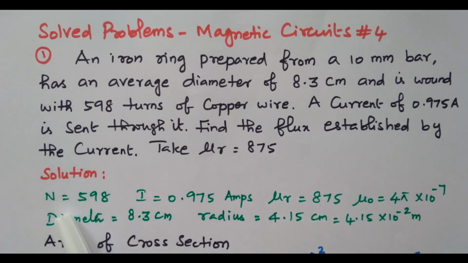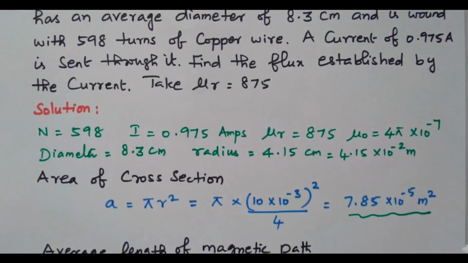The data given is: number of turns 598, current 0.975 ampere, mu r value 875, and mu naught is a constant, 4 pi into 10 to the power minus 7. The diameter of the iron ring is given as 8.3 centimeter, so the radius equals 8.3 divided by 2, that is 4.15 centimeter. Converting to meter, it is 4.15 into 10 to the power minus 2 meter. Our aim is to find the flux density and the flux established in the iron.